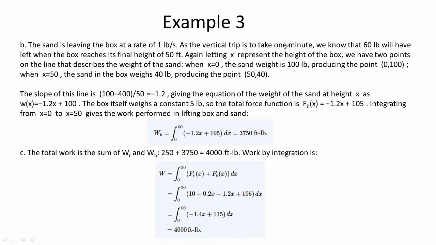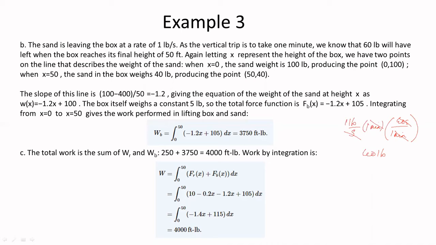It would take you 1 minute to pull the entire box with the sand up. So this 1 pound per second will be multiplied by 1 minute, where 1 minute is 60 seconds. So we cancel the minutes, we cancel the seconds. So that would be 60 pounds. Okay? 60 pounds of sand will be leaking from the box in the time duration of 1 minute, the same time in which your box with the sand will be completely pulled up. We know that 60 pounds will have left when the box reaches its final height of 50 feet.